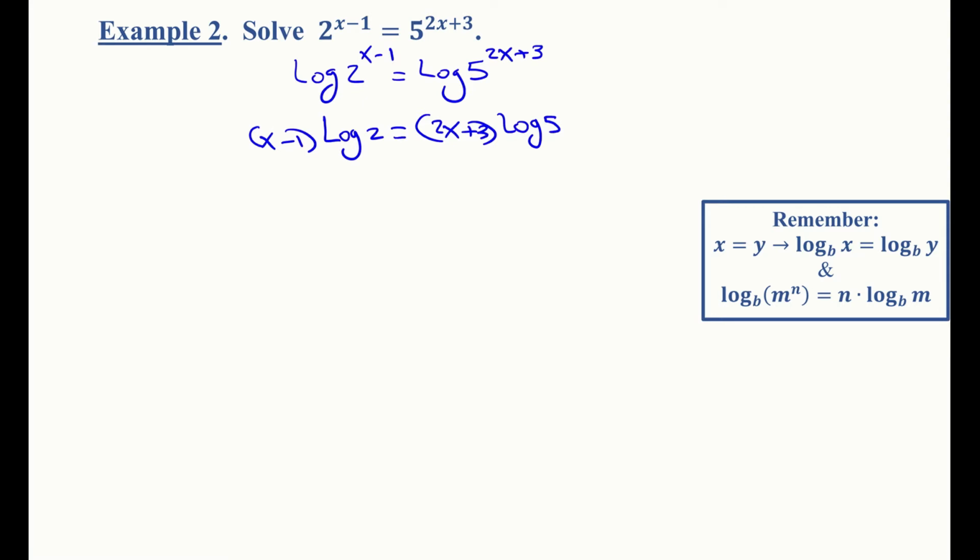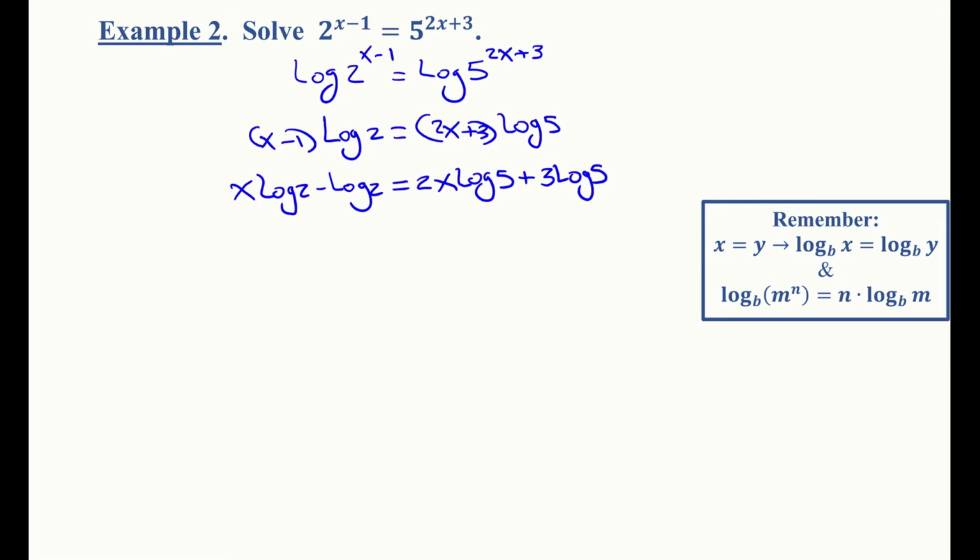So now we're solving for x, so we're going to go ahead and distribute so that we can eventually separate the x's and take them to one side. So we have x log 2 minus 1 times log 2, which is just log 2, equals 2x log 5 plus 3 log 5.